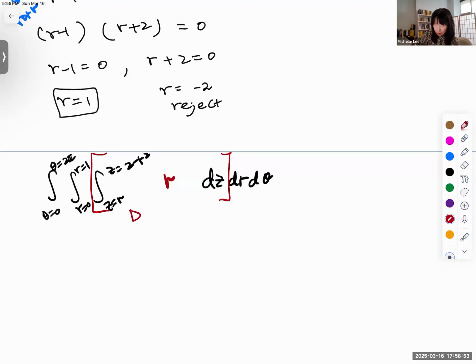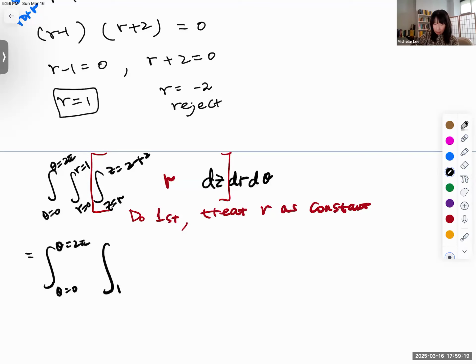Do that first, and then treat r as constant, right? Okay, now theta equals 0 to 2 pi, r equals 0 to 1. And we have rz, then from z equals r to 2 minus r squared, right?